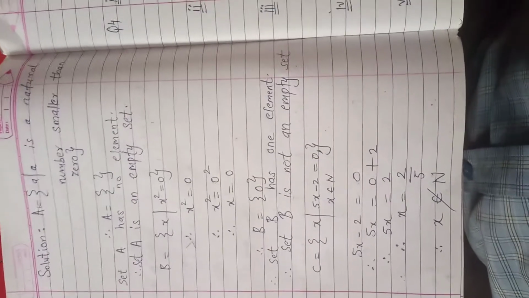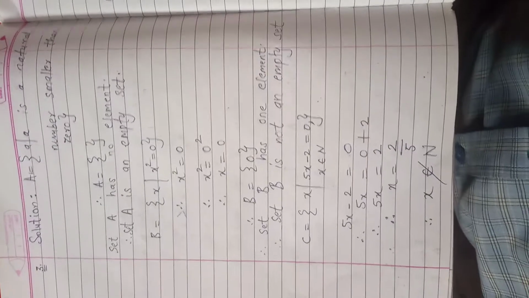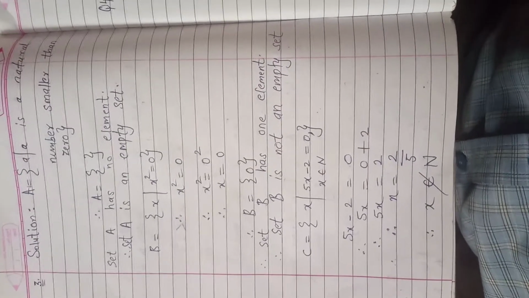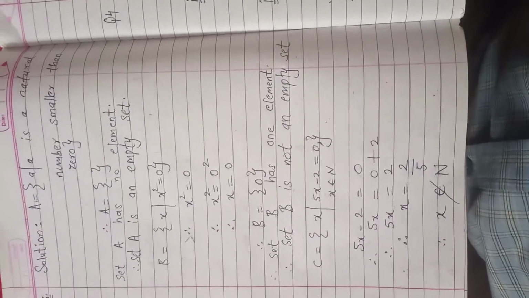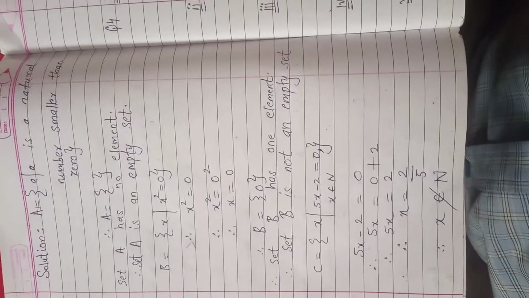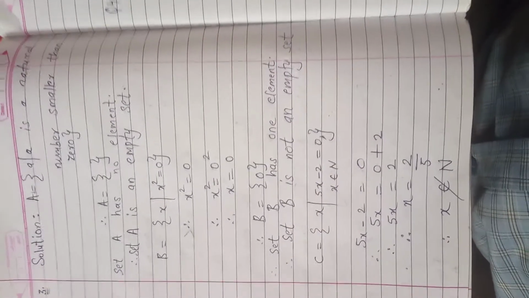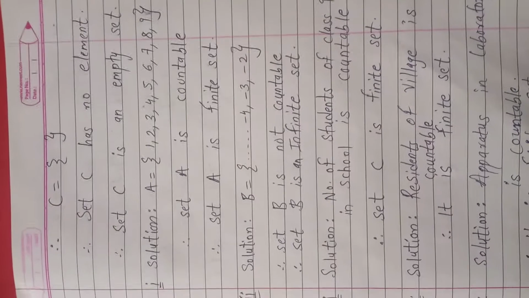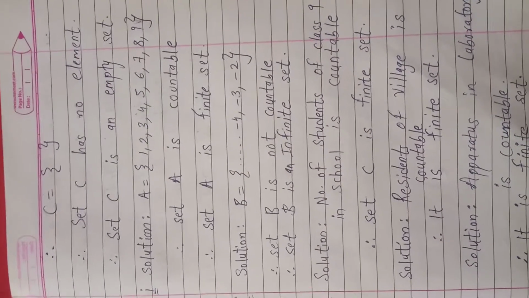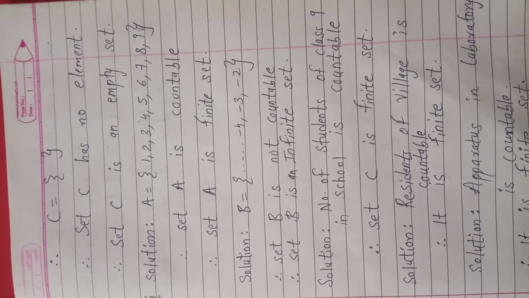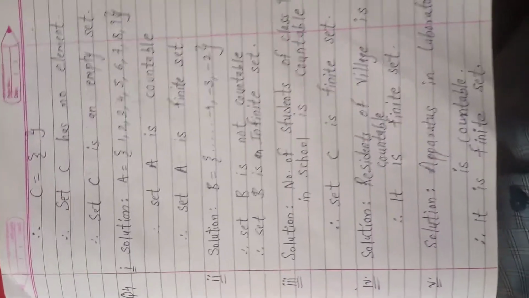Therefore x does not belong to natural numbers. Why? Because 2 upon 5 is not a natural number. Natural numbers are 1, 2, 3 and so on. 2 upon 5 is a fraction, or rational number. Therefore C is equal to the empty set, or C is equal to curly brackets open and close. C consists of no element. Therefore set C has no element, so set C is an empty set.